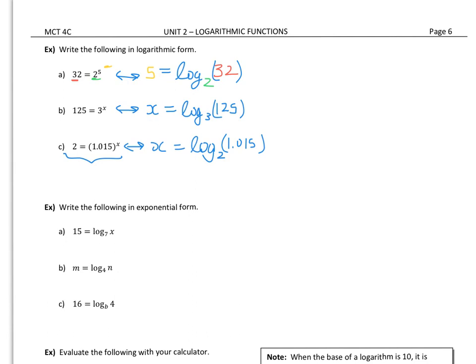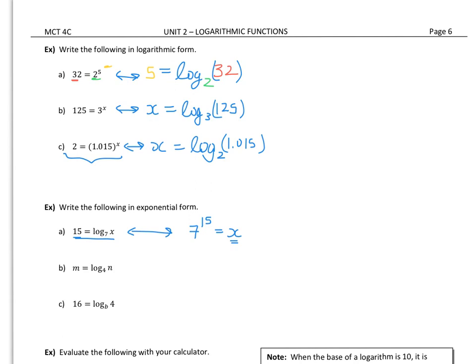All right, write the following in exponential form. Remember, this represents the exponent, and here is your base. The base is 7. So we have 7 to the exponent of 15 would equal x. By changing this logarithmic equation into its exponential form, I have now solved for x, and 7 to the 15 is just a really huge number, but that's what x is equal to.